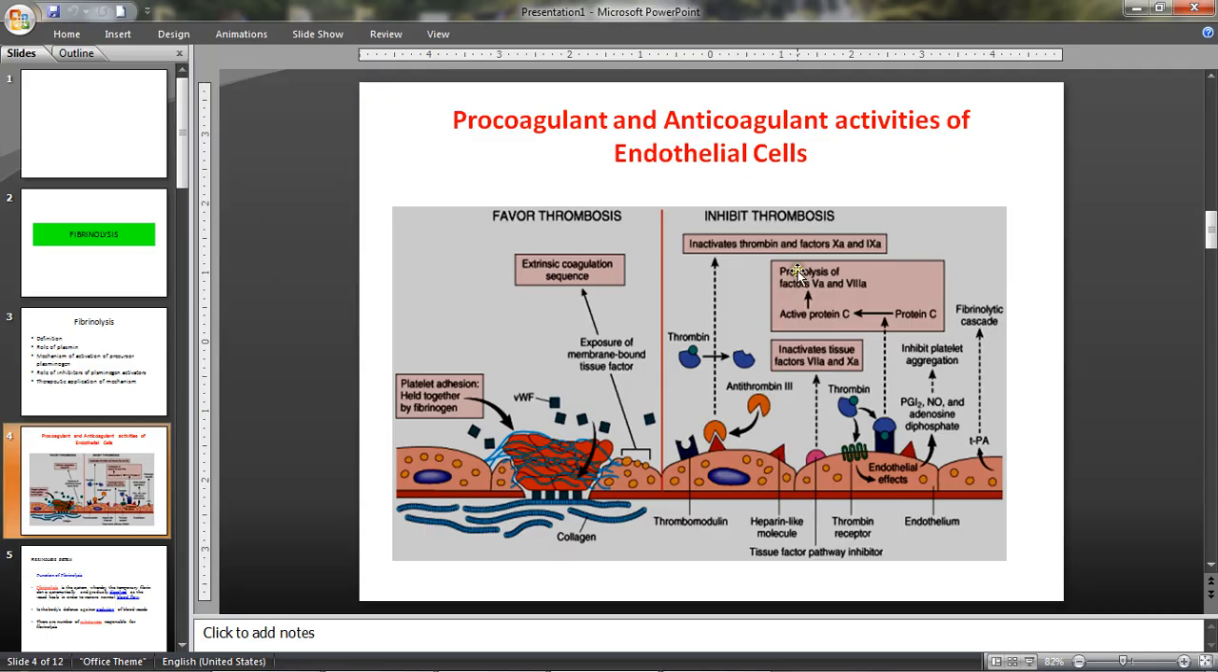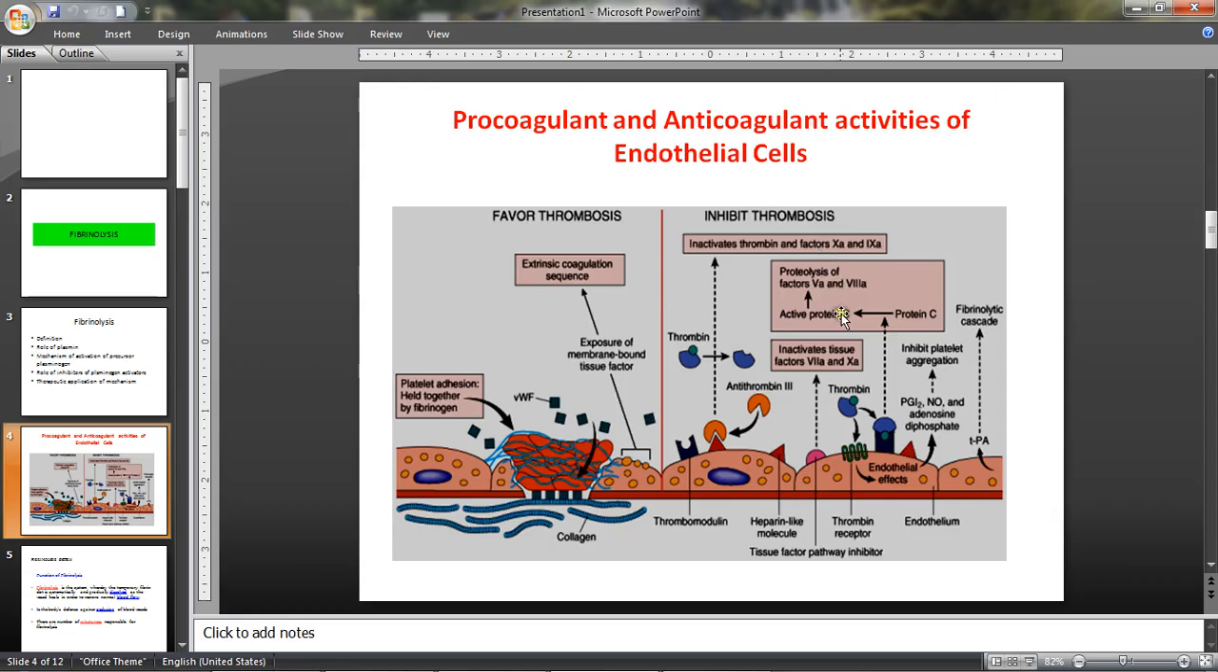Antithrombin also inactivates factor 10A and factor 9A. Now, factor 10A basically is a prothrombin activator, and from here the common pathway of the clotting starts. So once factor 10A is not there, it will definitely not allow the prothrombin to be converted into thrombin.